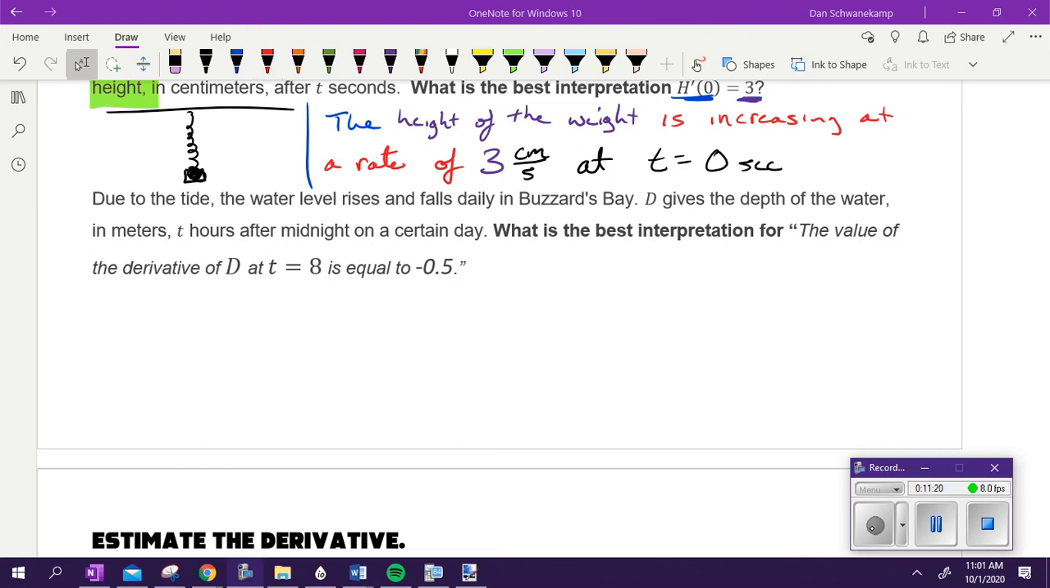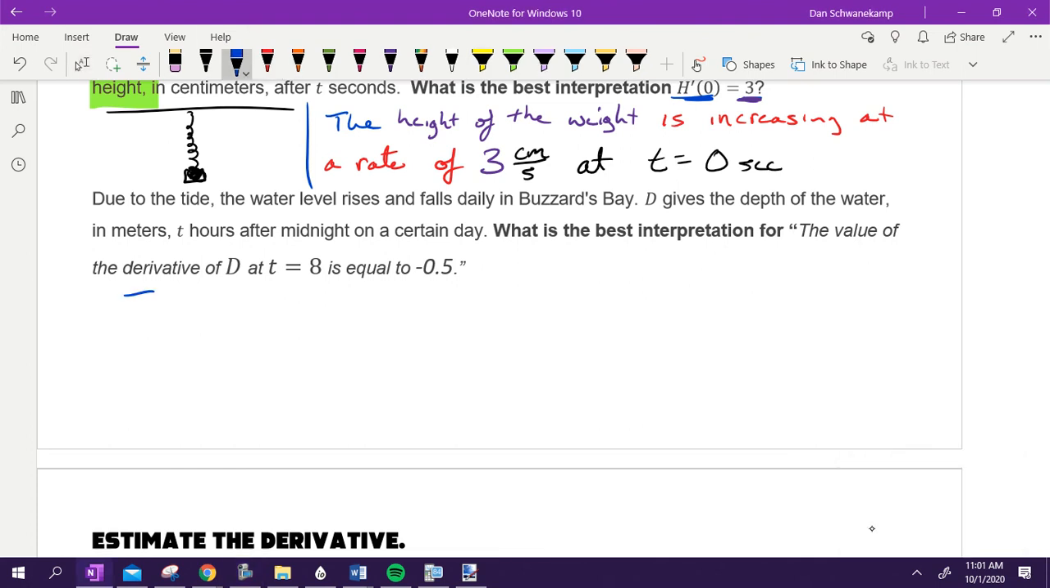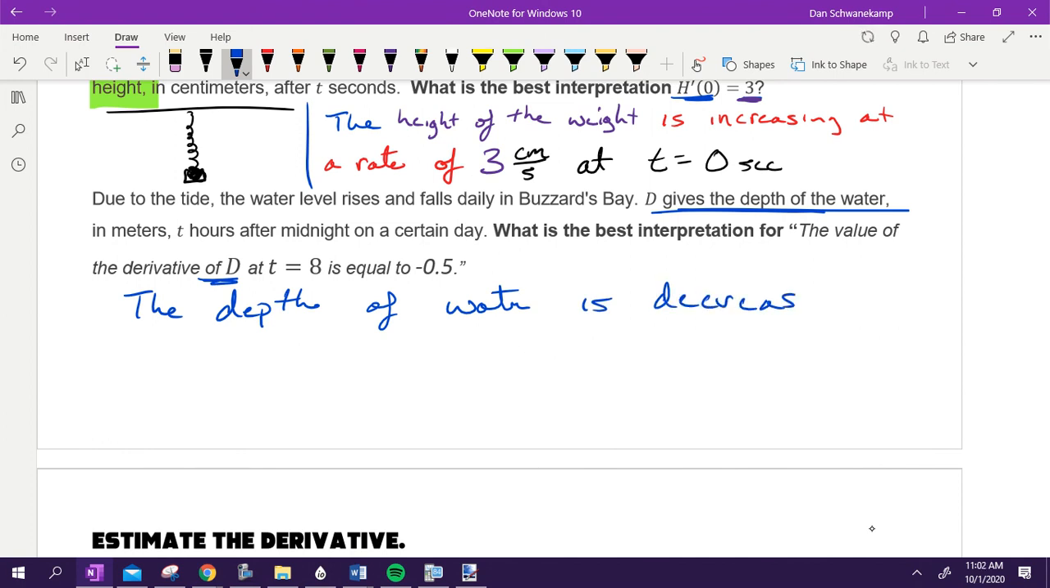What'd you write here? Lulu, what you got? Hang on, the depth of water, because what did they give me? They gave me D, which is the depth of water. Okay, D gives us the depth of water. So the depth of water, keep going, is decreasing. How did you know it was decreasing? Because it was negative. Because this is negative right there, she said it was decreasing. Is decreasing. Keep going.